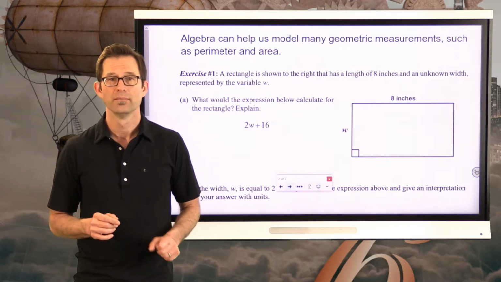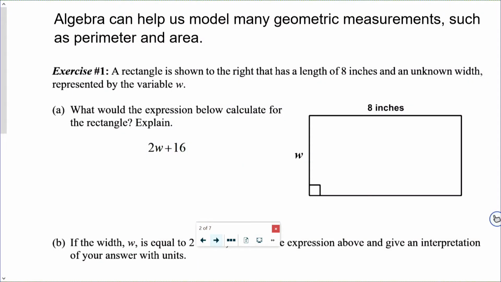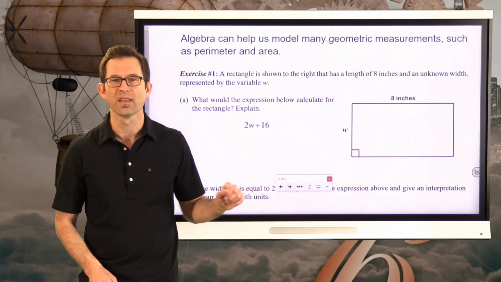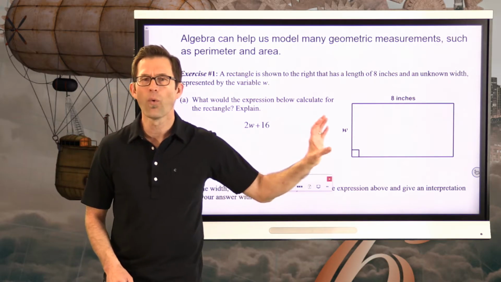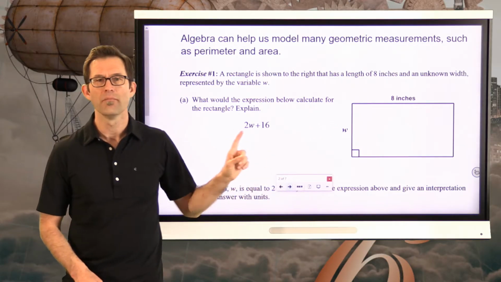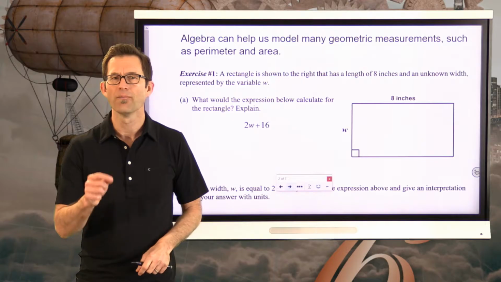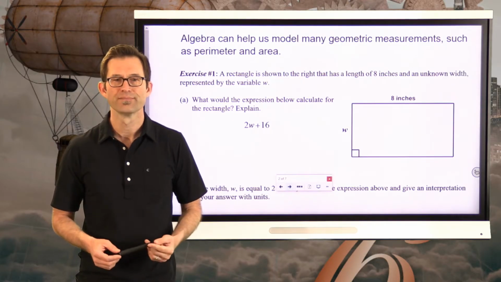Exercise number 1. A rectangle is shown to the right that has a length of 8 inches and an unknown width represented by the variable w. Letter A. What would the expression below calculate for the rectangle? Explain. So what would the expression 2w plus 16 calculate for this rectangle based on the value of the width w? Pause the video now and see if you can figure that out.